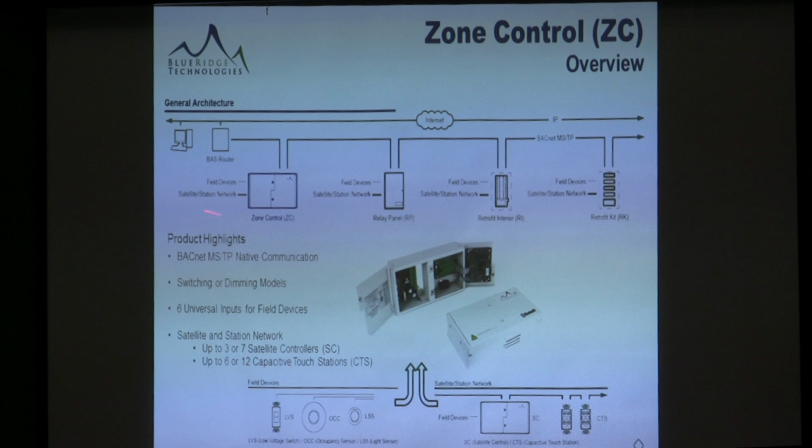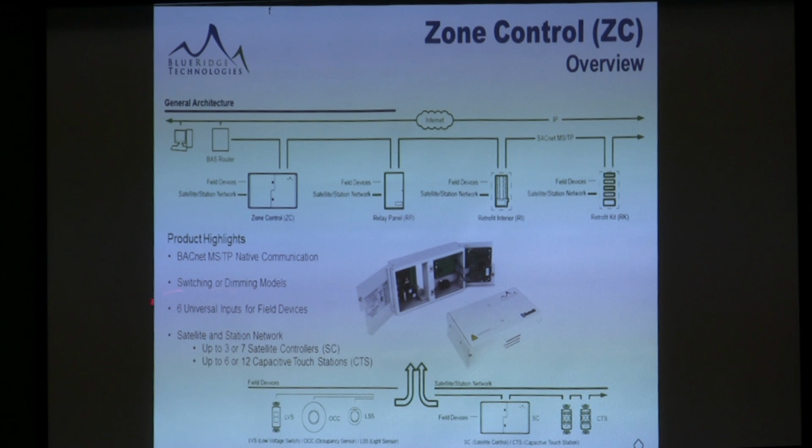This is an example architecture of our zone controller. You can see here's the zone controller, which resides on the BACnet MSTP network. You can also mix that with the relay panels and anything along those lines. They're all BACnet MSTP native. We offer a switching or a dimming module. In Georgia now we're starting to see more, the energy code is starting to require more daylight harvesting, and there's a trend towards dimming in those applications because of disruption to the environment that they're going in.